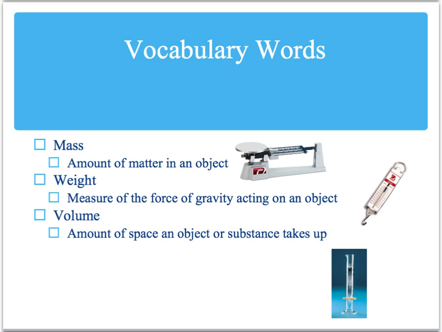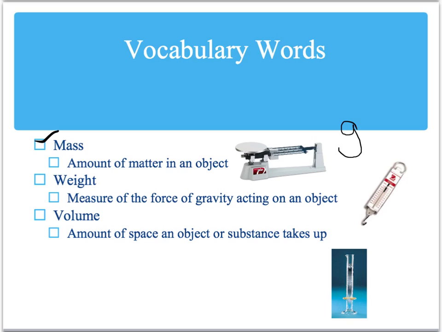So our first one here is mass, and with mass, that's an amount of matter in an object. And when we find the mass of an object, we're going to use a triple beam balance, and we will use grams as our measurement.